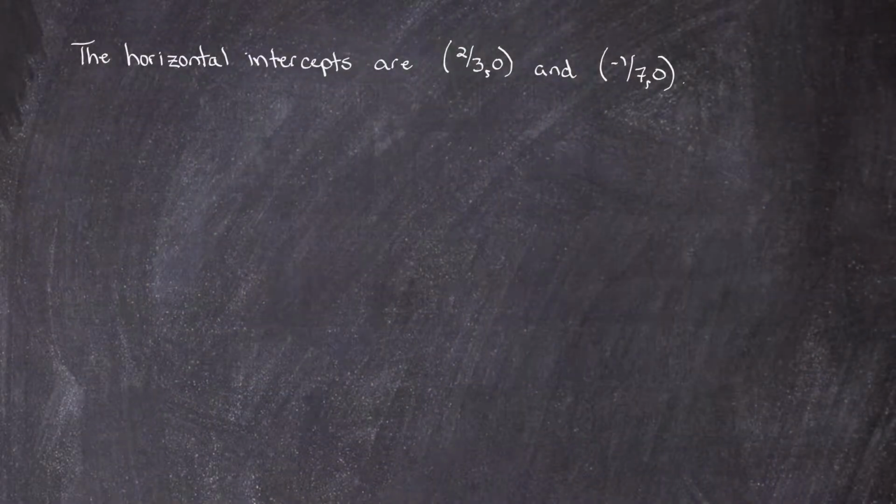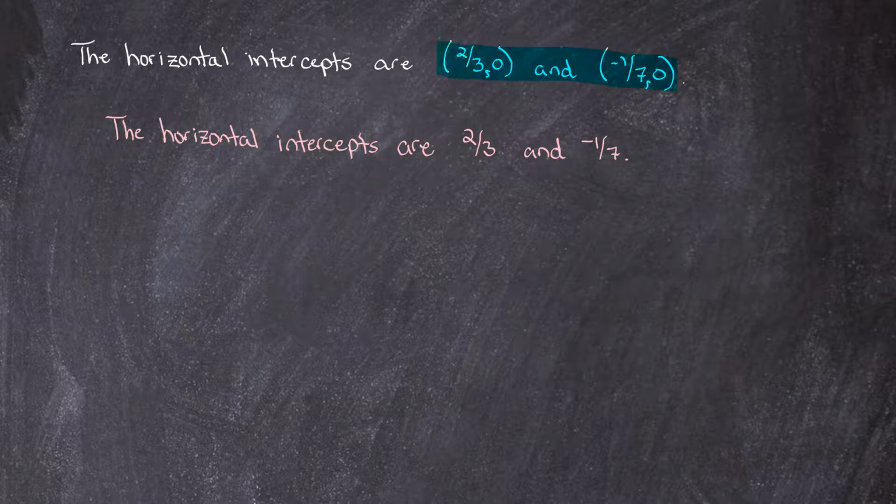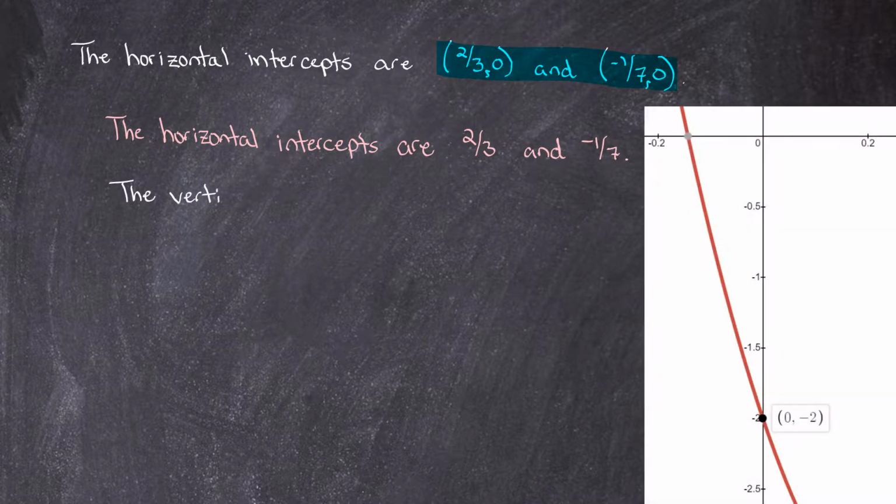Notice I'm stating the horizontal intercepts are points. Some instructors would be fine with students saying the horizontal intercepts are 2/3 and -1/7. However, this is not technically a proper response. It would be more appropriate to state the horizontal intercepts are (2/3, 0) and (-1/7, 0). Likewise, the vertical intercept, where our curve strikes the vertical axis, is (0, -2).